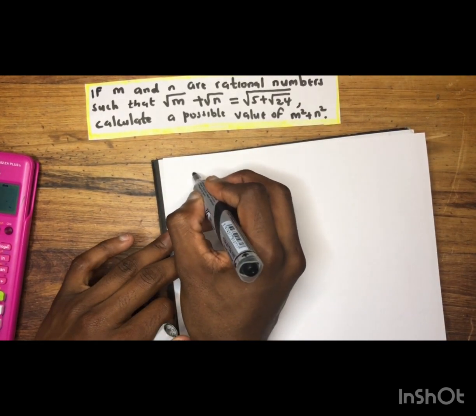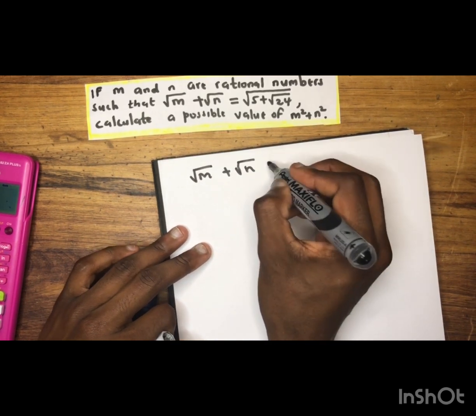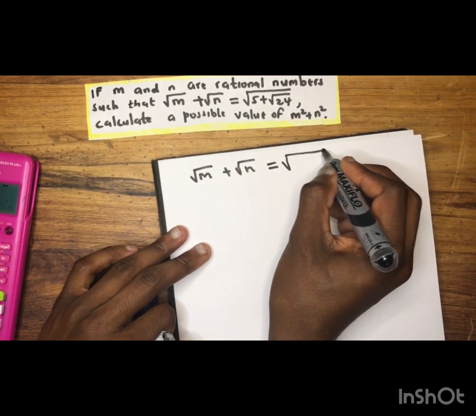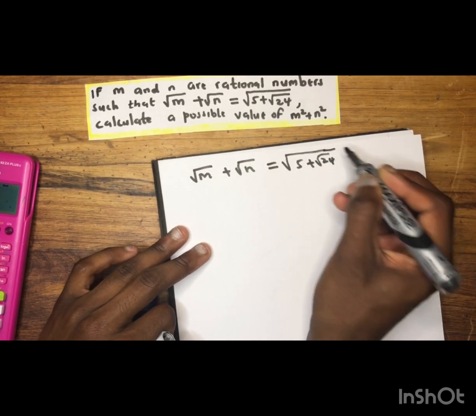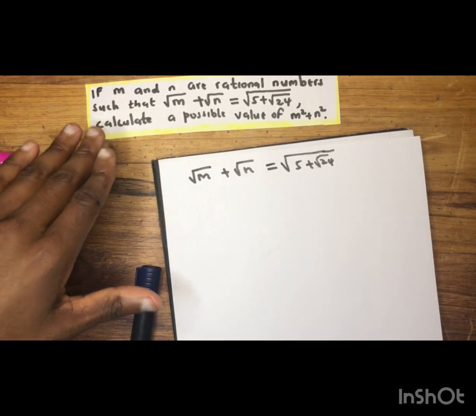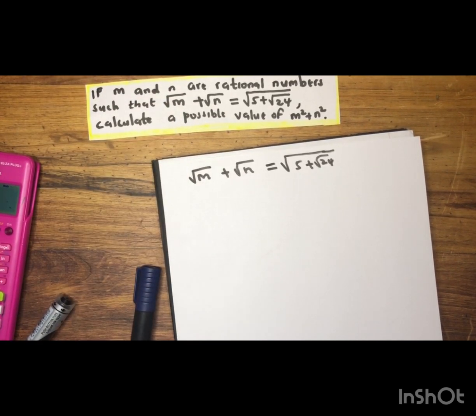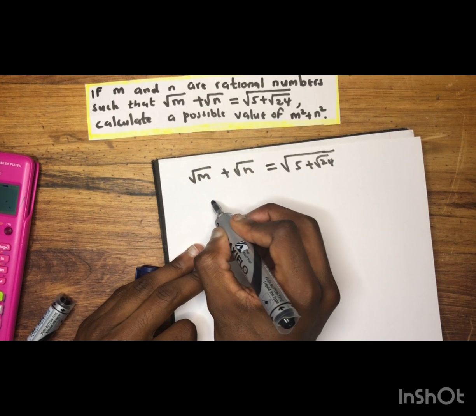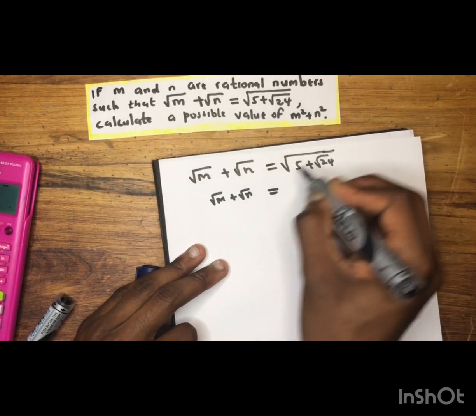So I have square root of m plus square root of n equals square root of 5 plus root 24. Okay. So the first step, you're asking yourself, what must you do here in order to get m squared plus n squared? The first thing that I must do is get n and m before I go to m squared. So what must we do if we want to get m and n, guys? Yes, we have to square both sides.